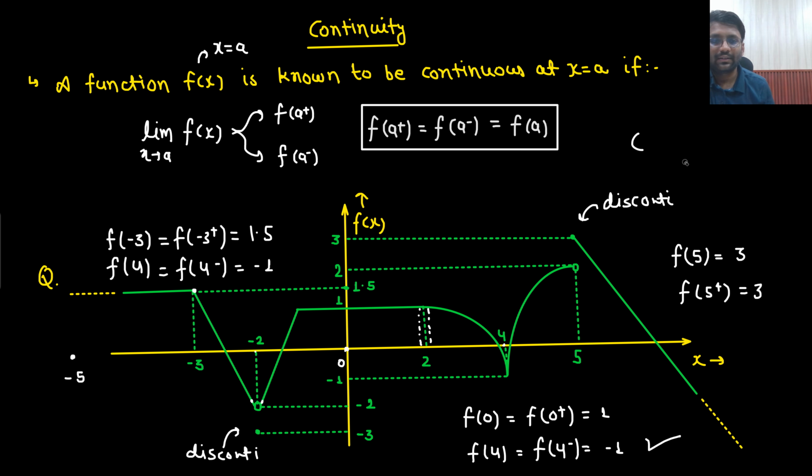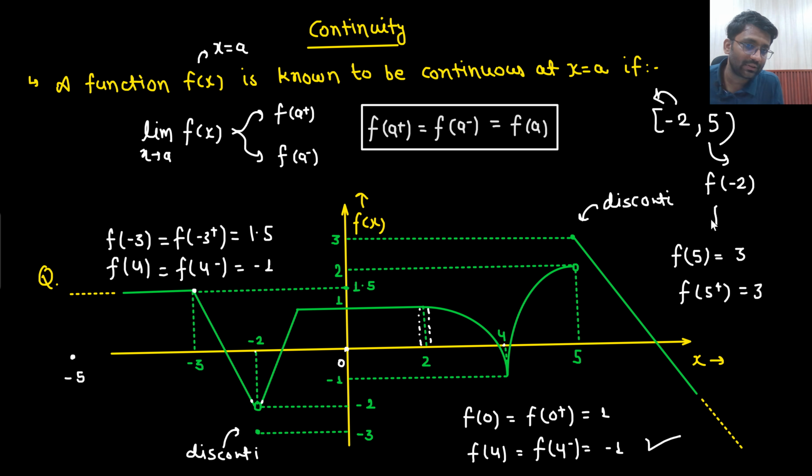More questions I will ask. Let me ask more questions. From minus 2 to 5. Okay. So I don't need to care about 5. In between all the values, it is continuous. I only need to care about minus 2. So what will I do? Sir, minus 2 belongs and minus 2 plus also belongs. What is the value at minus 2? The value at minus 2 is minus 3. And what is the value at minus 2 plus? The value is minus 2. Both are not the same. That means the answer will be no.